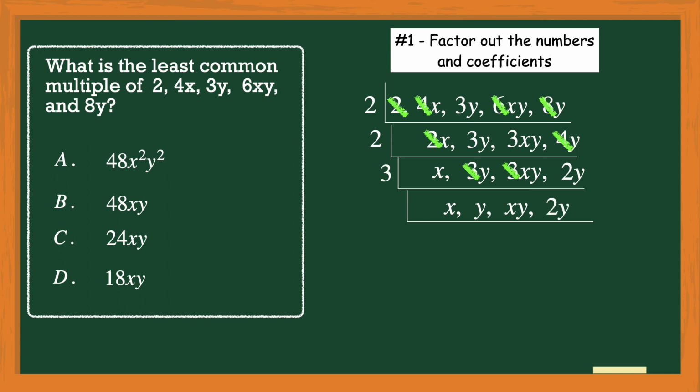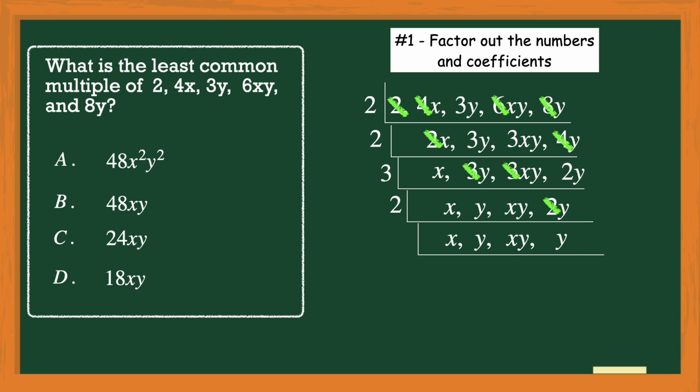The last coefficient that I need to factor out is the 2 in the 2y. I need to factor out the 2 because in order to find the least common multiple for any set of values, I need to factor out all of the prime numbers in the set, and 2 is a prime number. I'll bring down the x, y, and xy first because 2 does not divide into these values. Then in this last value of 2y, the 2's cancel each other out, leaving just the y.